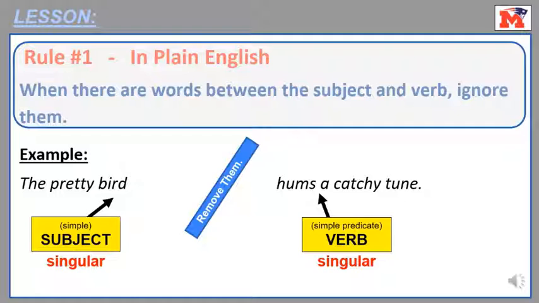Here's what rule number 1 means in plain English if we get rid of all the teacher talk. When there are words between the subject and the verb, just ignore them. Don't pay any attention to them. Act like they do not exist. Then you can see what you're truly dealing with and identify your subject, identify your verb, and easily be able to tell if it's singular or plural.